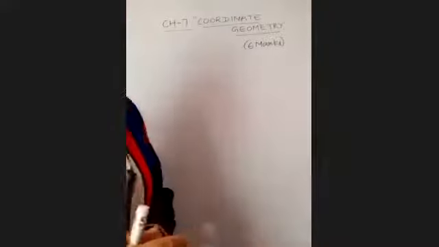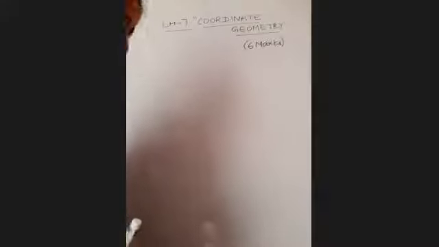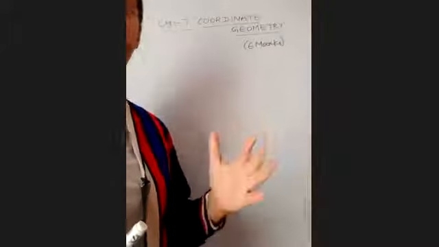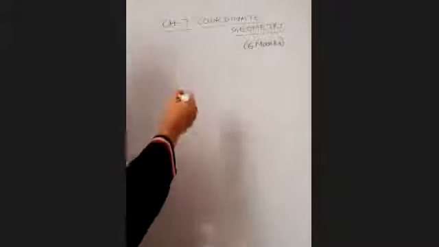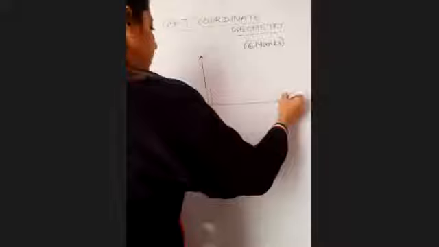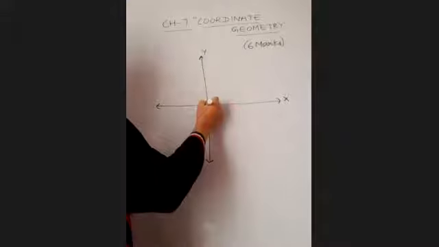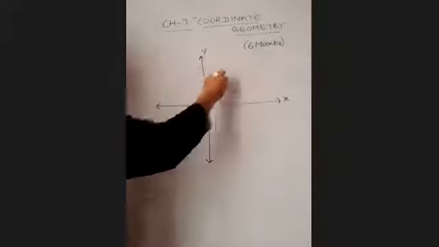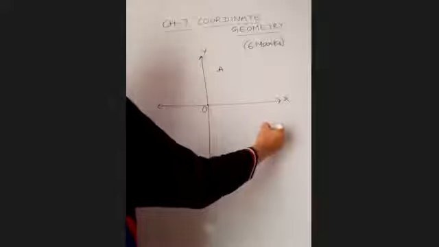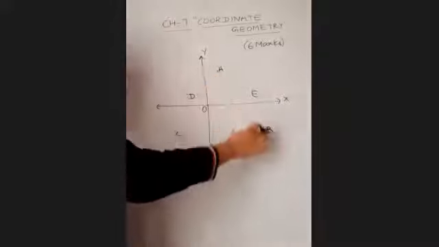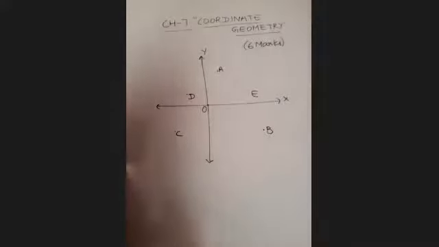Now here we will go a step forward. And what is that step? We are going to learn a formula to calculate the distance between any 2 points in a plane. You have a Cartesian plane, children, X, Y, origin O. Suppose there is a point A here, another point B here, a point C here, D here, E here, any points. So the distance between any 2 points you can calculate.